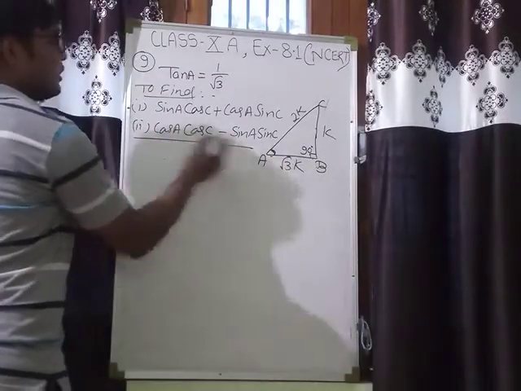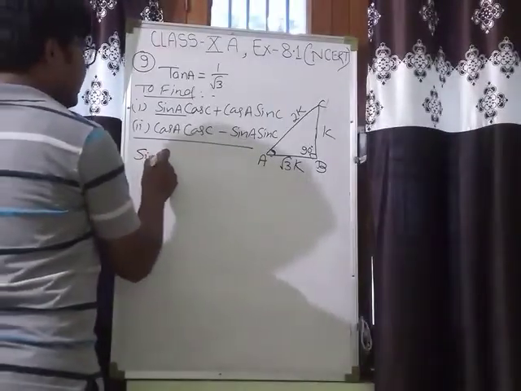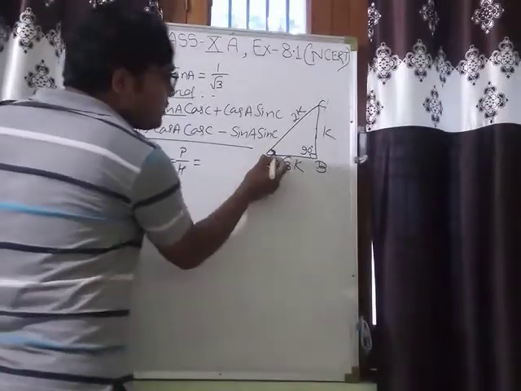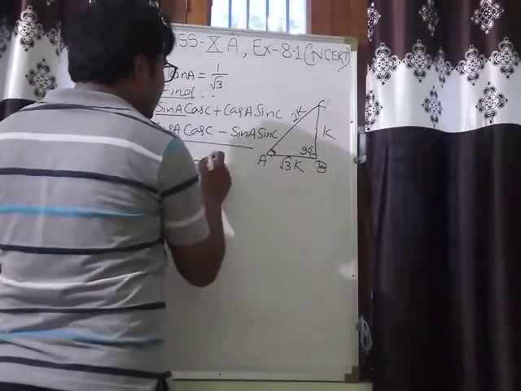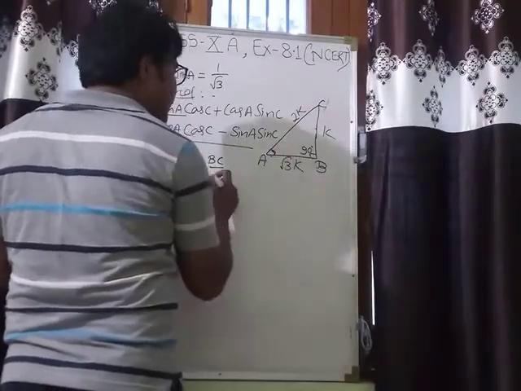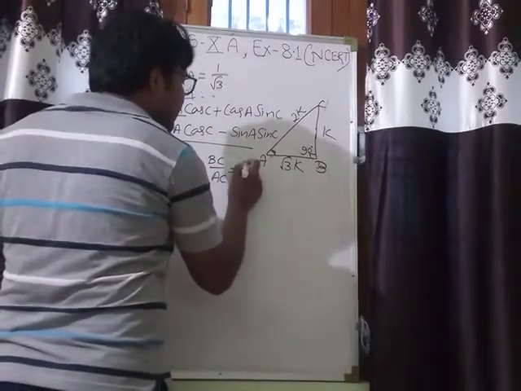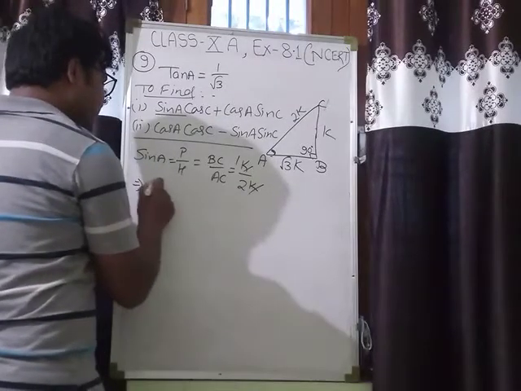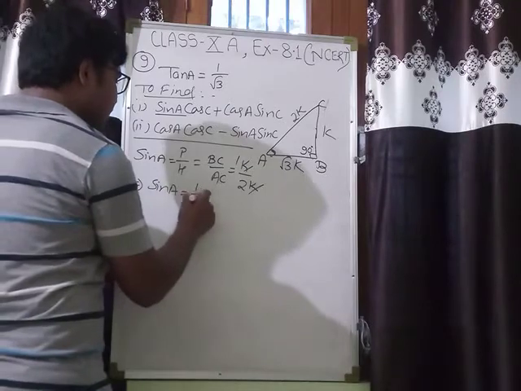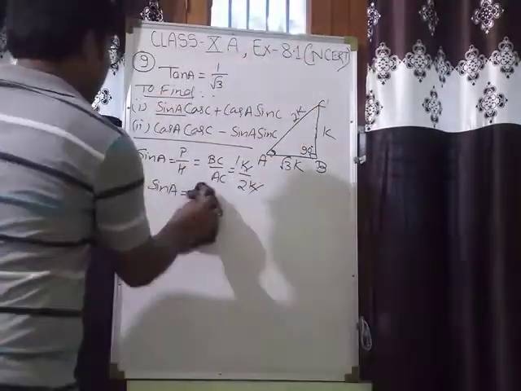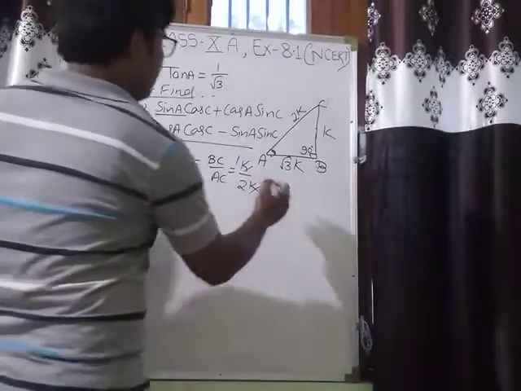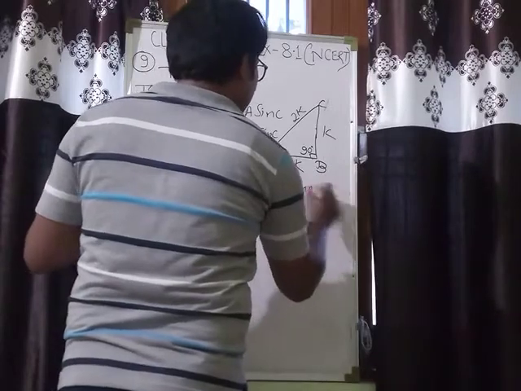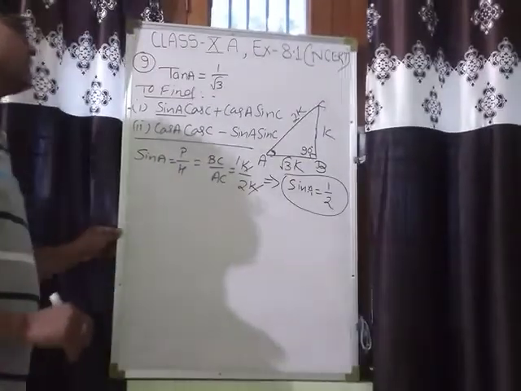Now find the value of sin A. We know that sin A is perpendicular upon hypotenuse. Because we are talking about this angle, perpendicular will be BC and hypotenuse is the longest side, that is AC. Clearly BC is K and AC is 2K. So K and K will cancel. Sin A is 1 by 2. I am going to write here: sin A is equal to 1 by 2. This is the value of sin A.